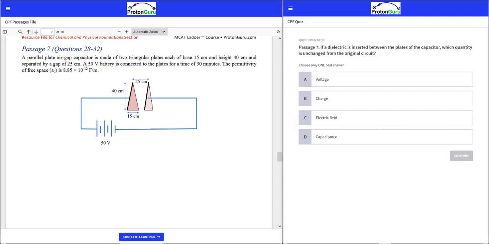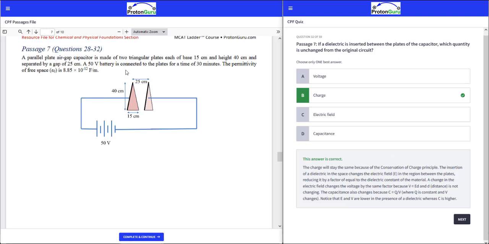Our last question about this particular circuit is if a dielectric is inserted between the plates of the capacitor, which quantity is unchanged from the original circuit? And of course the answer is going to be charge. We store the same amount of charge across the two plates no matter what we put in between them. The amount of time it may take to discharge or something like this may be influenced by the dielectric, of course, but charge is conserved. You cannot have a different charge built up across the plates just because you stick something different between the plates. So charge should be the answer, and that wraps up passage 7.